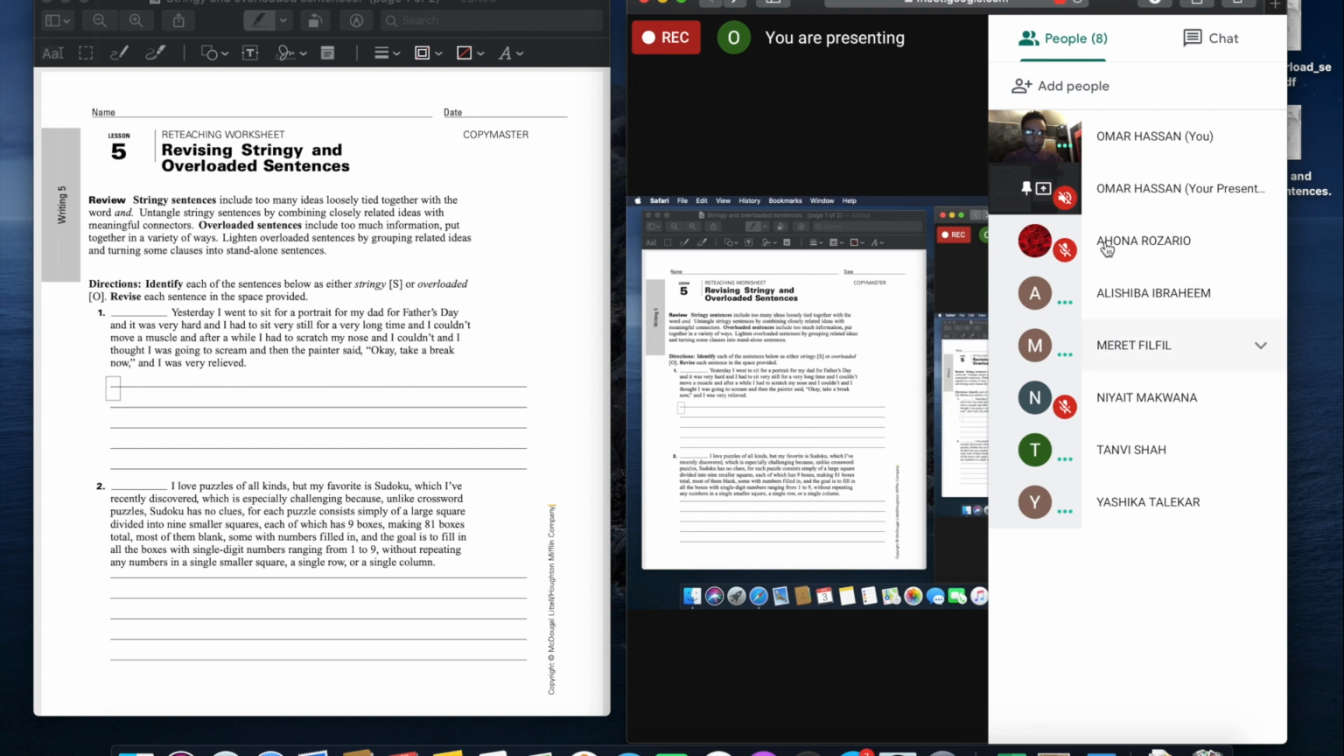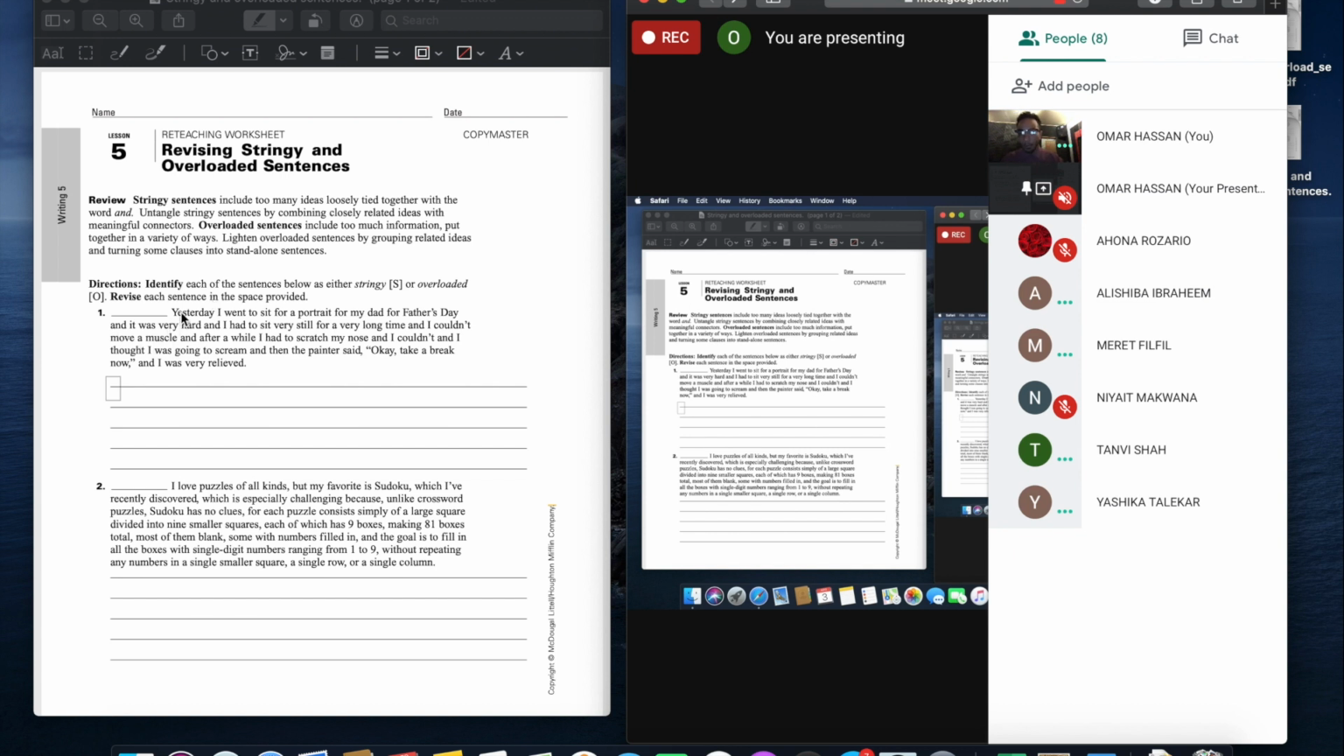Now, who wants to read the directions for me? How about Miret? Miret, you want to read the directions? Identify each of the sentences below as either stringy or overloaded, or revise each sentence in the space provided. Okay, good. So we're going to revise. We are going to put an S if it's stringy, and we're going to put an O if it's overloaded. Okay, so let's start with number one.